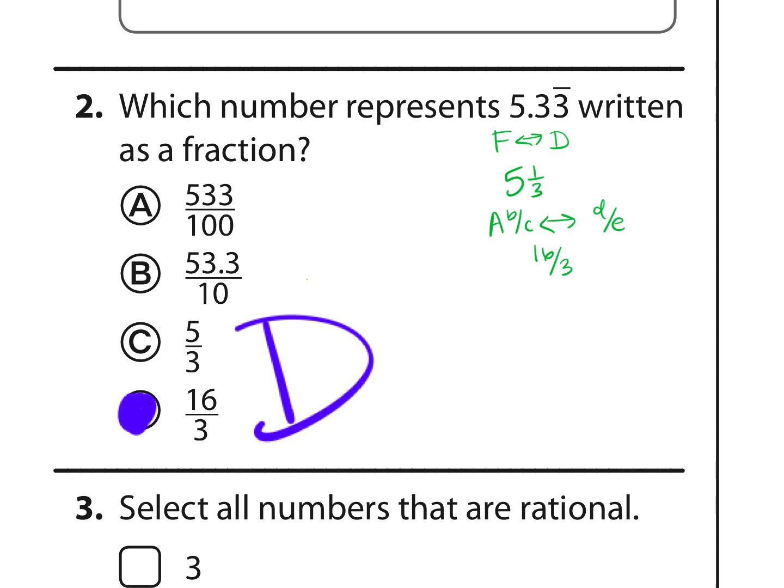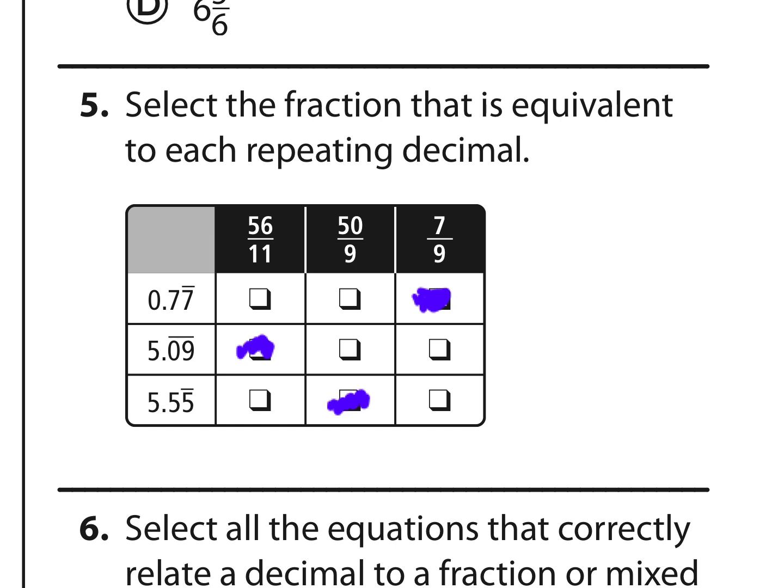That's not the only way to do this. A quicker way is probably just to check each answer choice and find out what decimal it goes to by dividing, but either method will work. On number 5, we're choosing the fraction that's equivalent to each repeating decimal. I could go to my calculator and convert decimals to fractions. The fastest thing to do, however, is to take each fraction and say, well, that's division. 56 divided by 11 is 5.09 repeating. 50/9, which is 50 divided by 9, ends up being 5.5 repeating. And then 7 divided by 9 ends up being 0.7 repeating. And I just divided using my calculator.